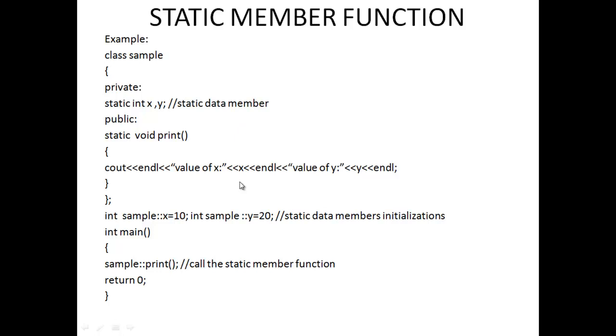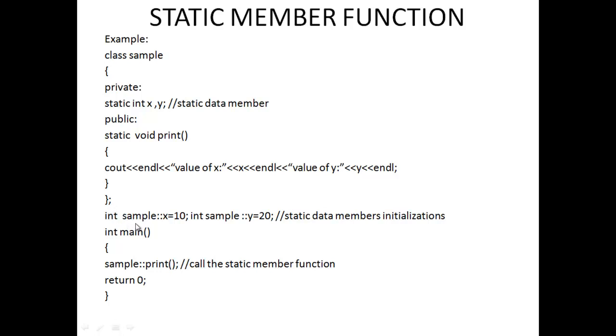So here is a simple program that discusses static member functions. You see that under the private access specifier I am declaring two data members as static, and one function that is also declared static. After completing the class, you see here this is the end of the class.